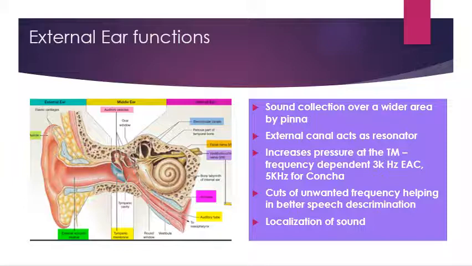So they have got a resonant frequency. This is 3000 hertz for the external ear canal. When the sound travels through the external ear, the pressure of the sound will be more near the tympanic end than that of the outer part. So it will help in the effective vibration of the tympanic membrane. The concha's resonant frequency is 5000 hertz. The external auditory canal's resonant frequency is around 3000 hertz. So this particular frequency of the sounds is transmitted better by the external canal. So it will cut out the other unwanted frequencies.